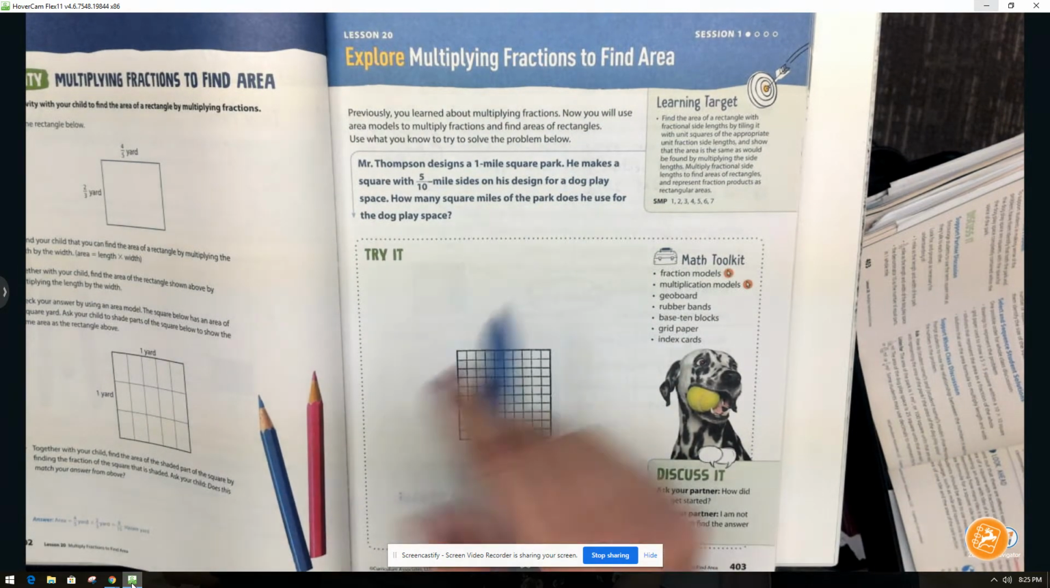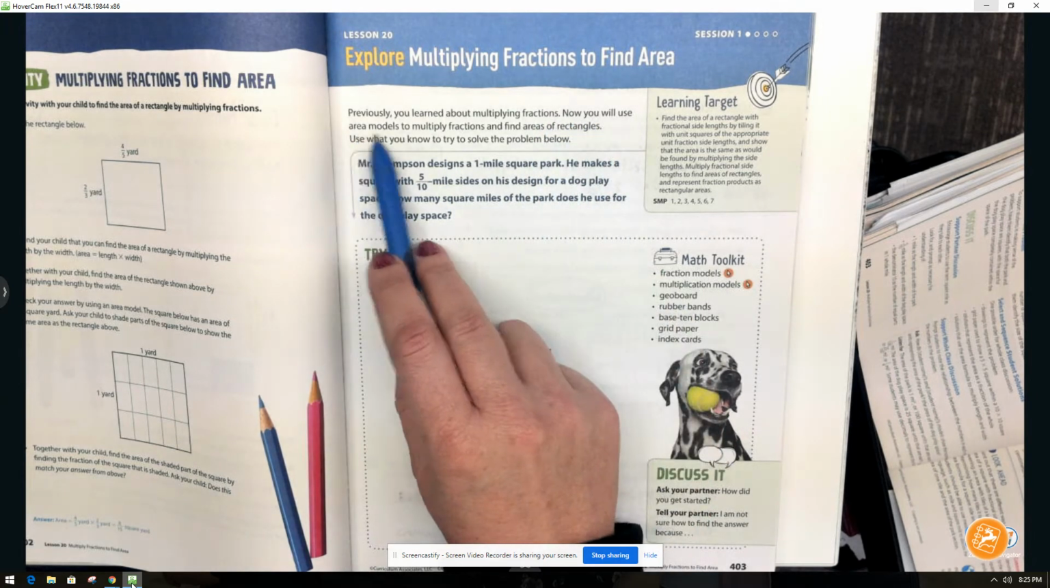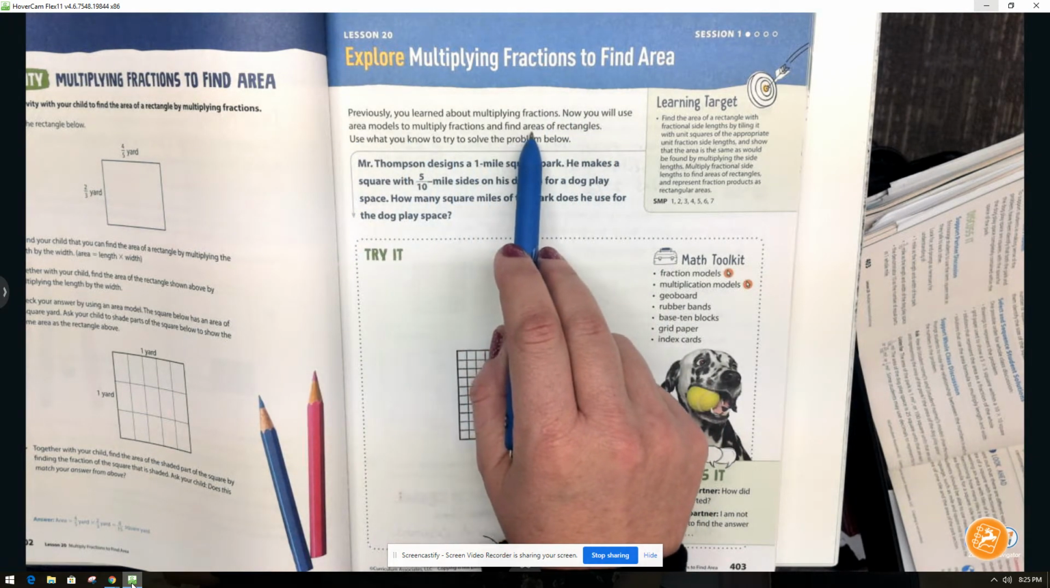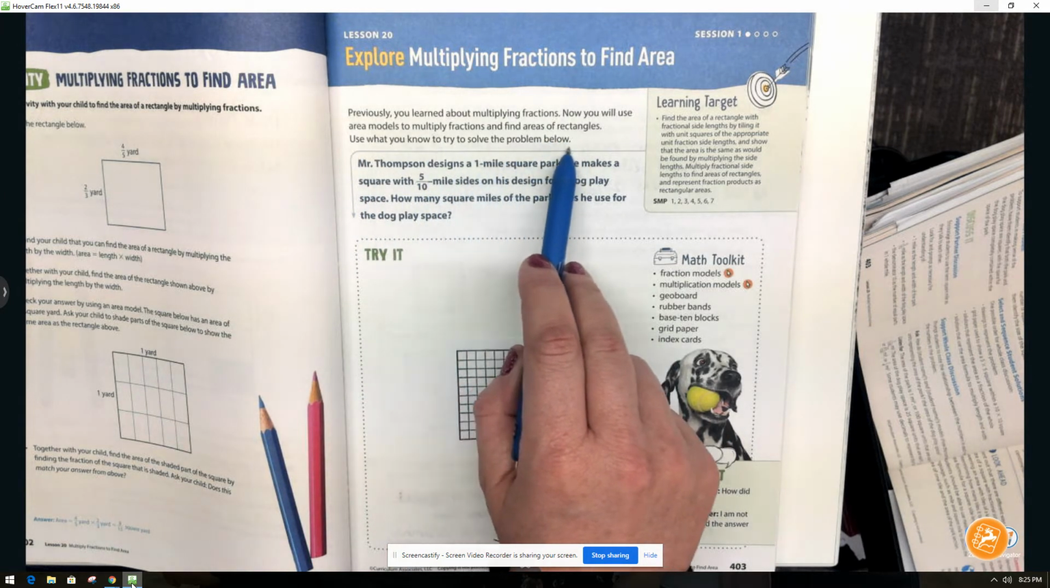So previously, you learned about multiplying fractions. Now you will use area models to multiply fractions and find areas of rectangles. Use what you know to try and solve the problem below.